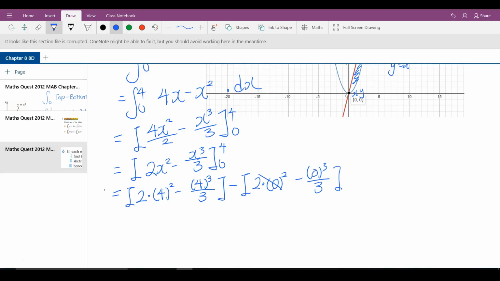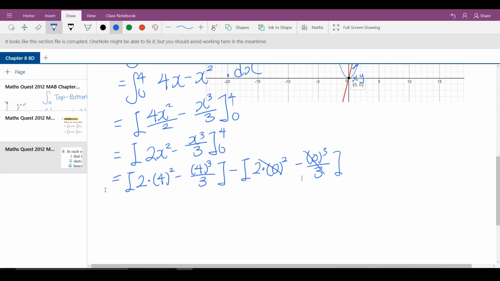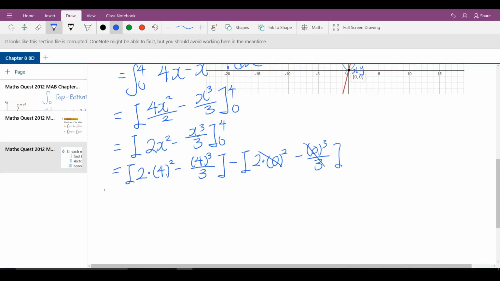Everything multiplied or divided by 0 is going to be 0, so it's just left with this bit. 2 times 4 squared. 4 squared is 16, 2 times 16 is 32, minus, if 4 squared is 16, then 4 cubed is 64 over 3.